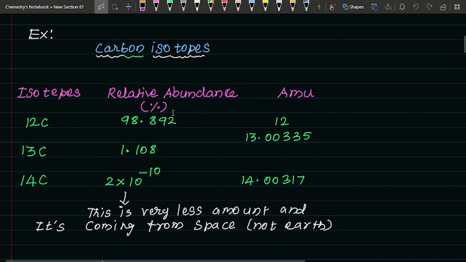The relative abundance is 98.892, the abundance in the earth's crust. So the atomic mass unit is 12. Carbon 13: 1.108, atomic mass unit 13.00335. Carbon 14: 2×10⁻¹², atomic mass unit 14.00317. This is a very small amount and it comes from space, not earth.